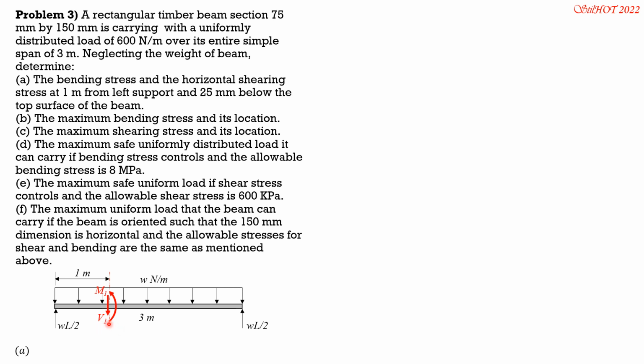For moment M1, it is just cutting the section and taking moment about section 1. So M1 is WL over 2 times 1 minus the moment of the load, which is W times 1 times 0.5. Moment arm is 0.5 meter. So substitute the value of W, which is equal to 0.6 kilonewton per meter, times length 3 over 2 times 1 minus 0.6 times 1 times 0.5. So therefore, M1 is equal to 0.6 kilonewton meter.